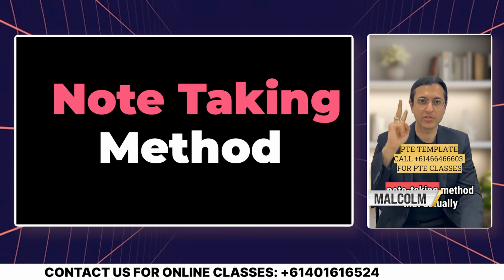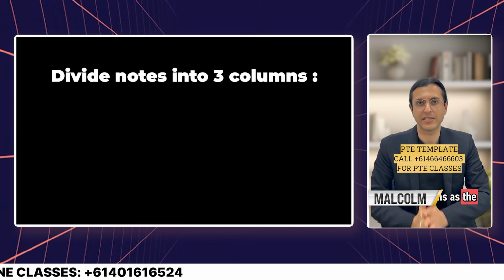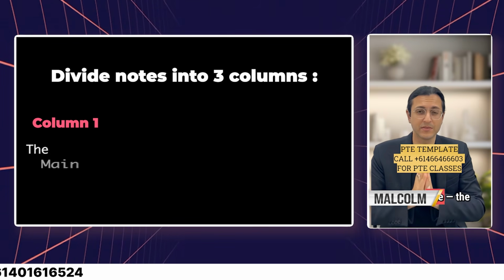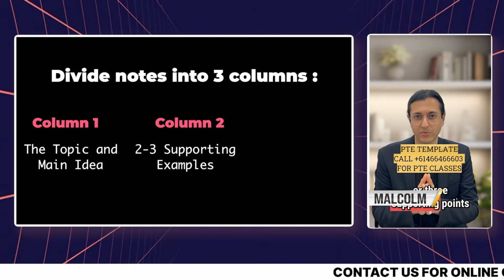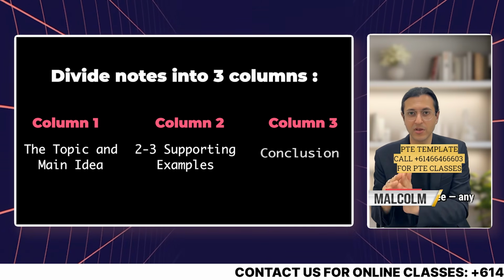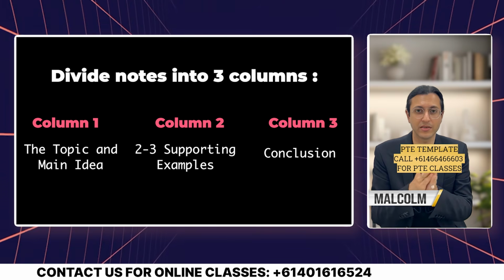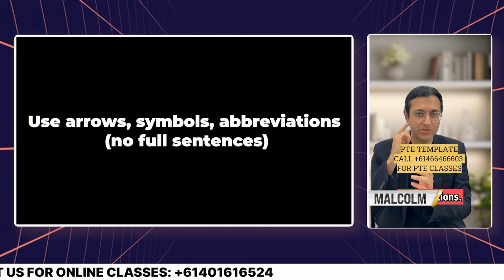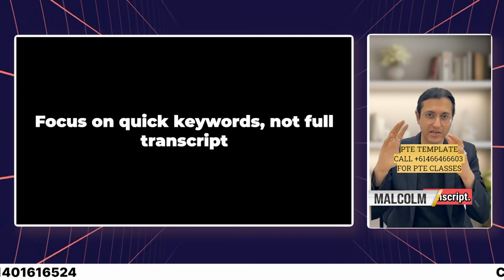So here is the note-taking method that actually works. Divide your paper into 3 columns as the lecture begins. Column 1, the topic and main idea. Column 2, 2 or 3 supporting points or examples. Column 3, any conclusion, implication or outcome the speaker mentions. Use arrows, symbols and abbreviations. Never write full sentences. You are building anchors, not a transcript.